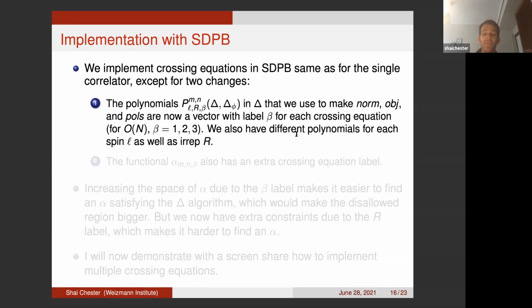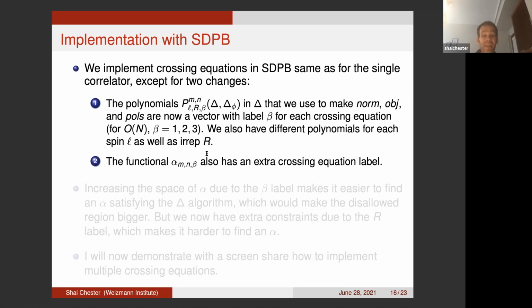And then also, the polynomials are labeled not just by the spin L, but also by the representation R, because there's multiple representations that can appear, which in this case, there's also 3 of them: singlet, anti-symmetric, and traceless symmetric. Another change is that the functional, instead of being labeled just by M and N for the Z and Z bar derivatives, is also labeled by beta for the number of crossing equations.